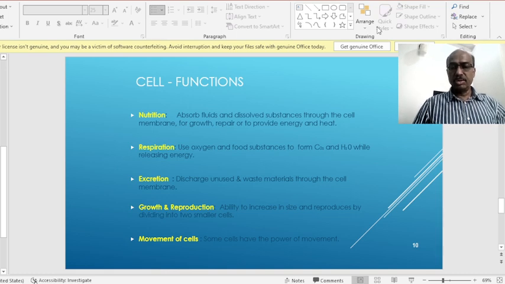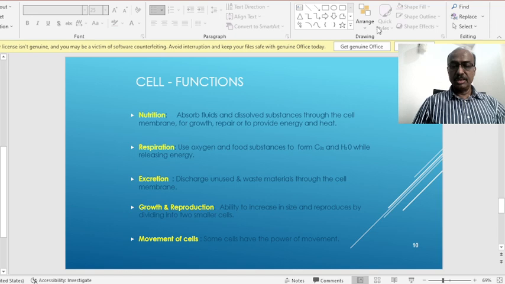We depend on nutrition for energy to do our routine work. Respiration, we use oxygen and food substances to form CO2 and H2O while releasing energy. This is also a day-to-day process, and every human being, almost every second, is conducting this respiration. Excretion is a discharge of unused or waste material through the cell membrane.